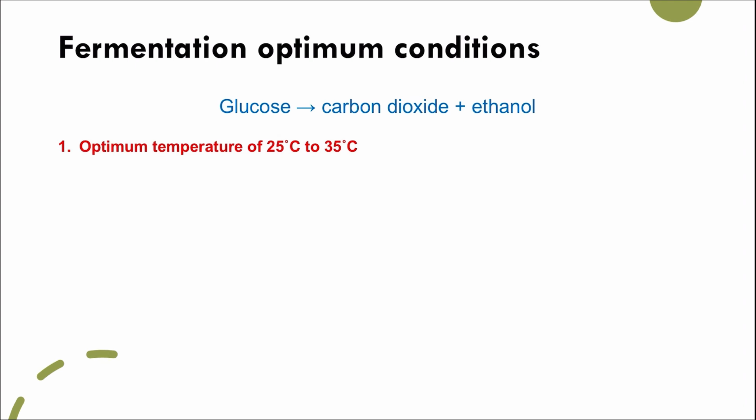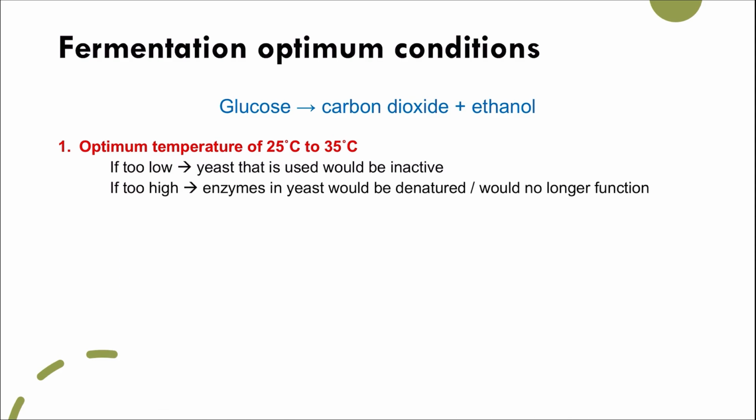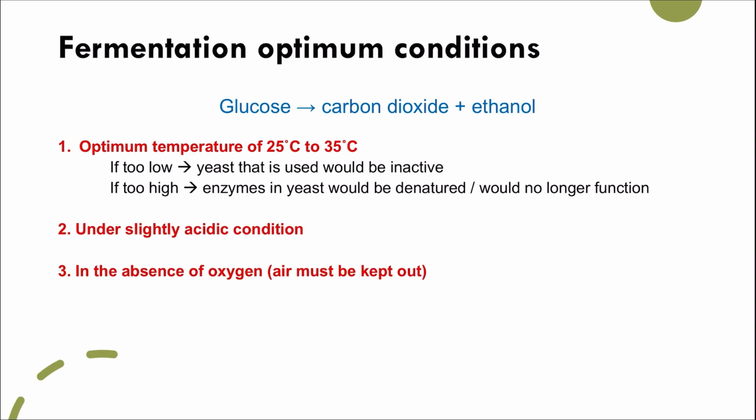We know that enzymes need an optimum temperature to be useful. If the temperature is too low, the yeast would be inactive and the enzyme will be inactive at low temperature. If the temperature is too high, the enzyme will be denatured because it is a protein. So you need to keep the temperature within that range. Secondly, this reaction needs to be done under slightly acidic conditions. Thirdly, it needs to be in the absence of oxygen. So air must be kept out.